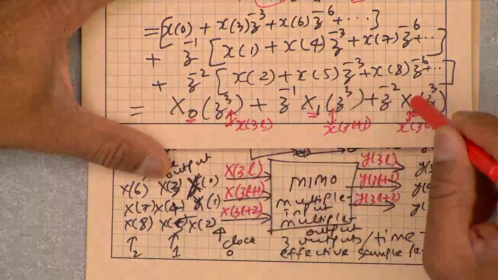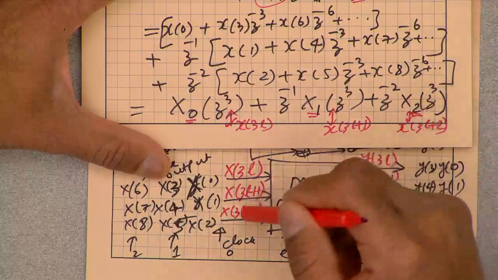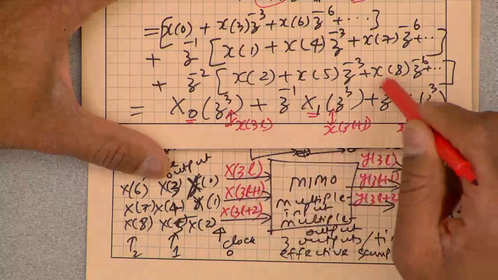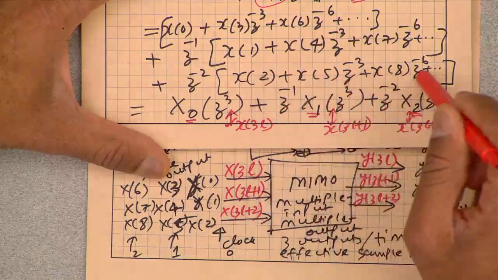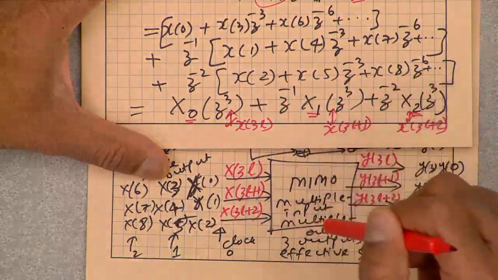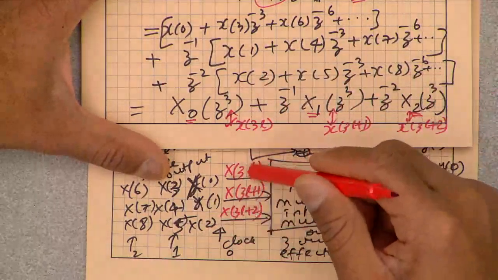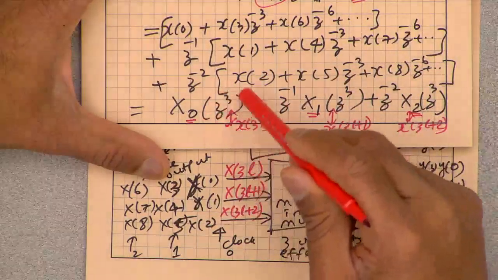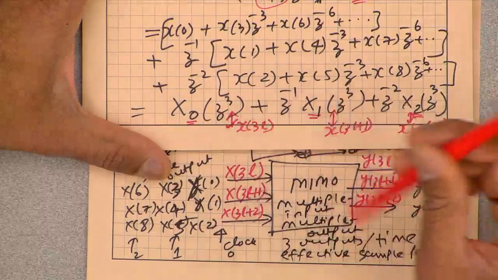So X3L plus 2, that's X2 z cube, contains samples 2, 5, 8, 11, 14, etc. Okay, and then what is this z cube saying? Why is this not z?